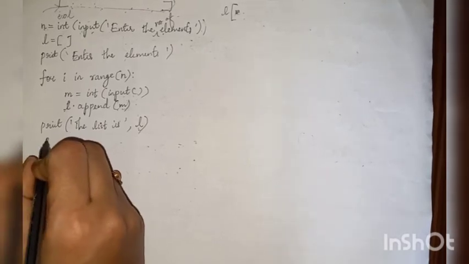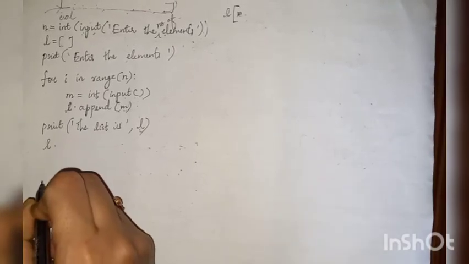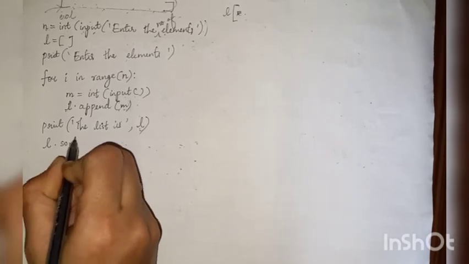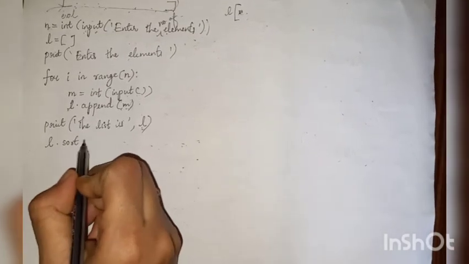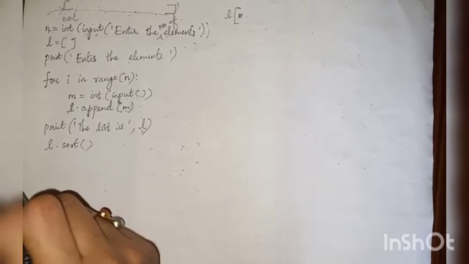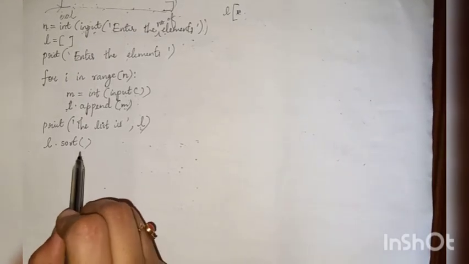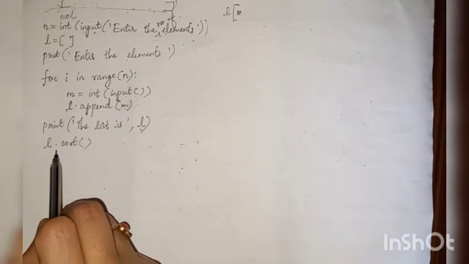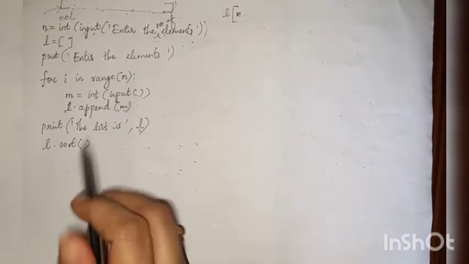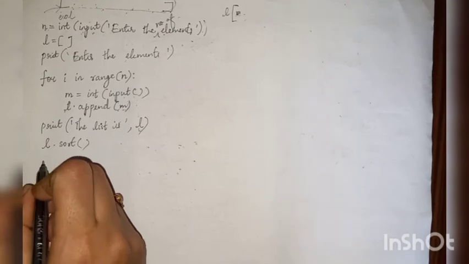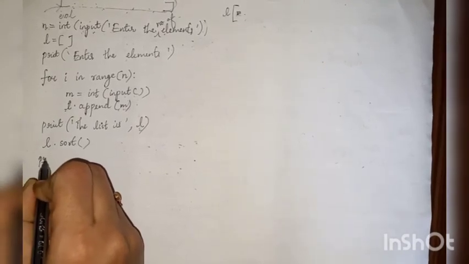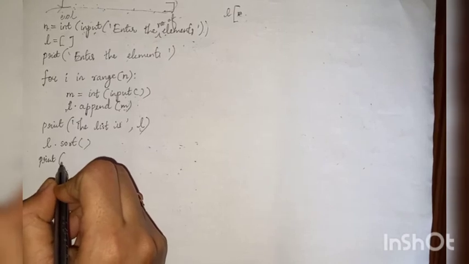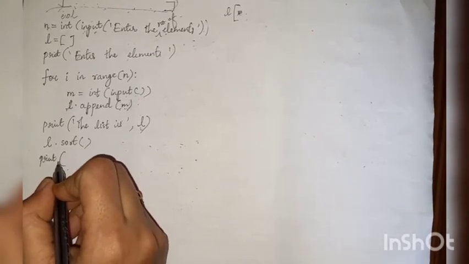So we have a function called sort. It works as L dot sort, no parameter is there. So this statement L dot sort will sort the list L. Then after sorting, no need of printing the whole list, we just need the second largest element.